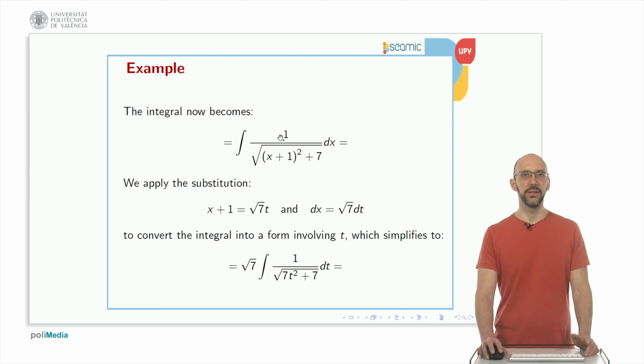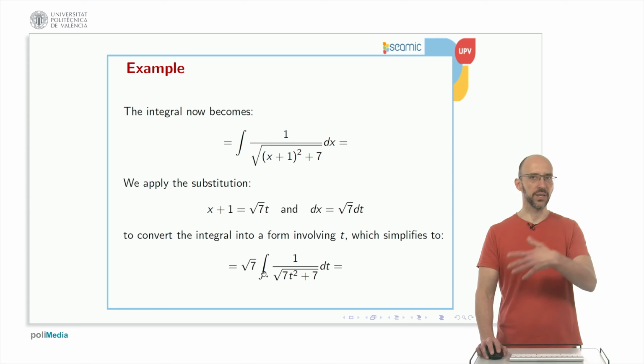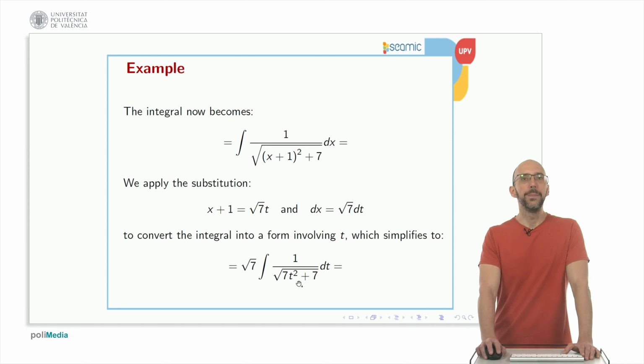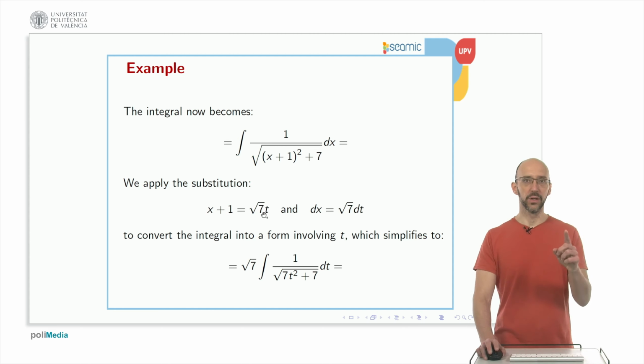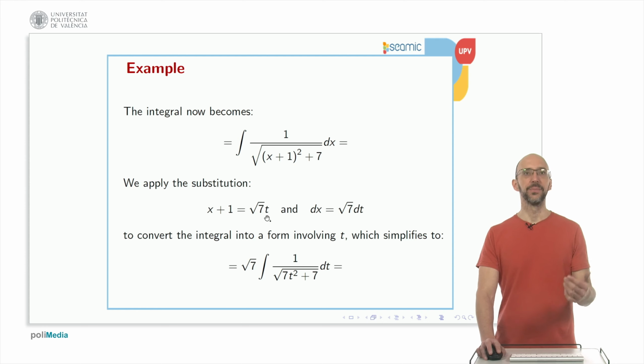If you replace in the integral, this square root of 7 is a constant, so let's move it outside. And on the denominator, what I just did is change x plus 1 by the square root of 7 times t. When you square this expression, the square of the square root of 7 is 7, and t squared is t squared. That is the reason I wrote here 7t squared plus 7. This 7 is the same, and I just apply this change here.